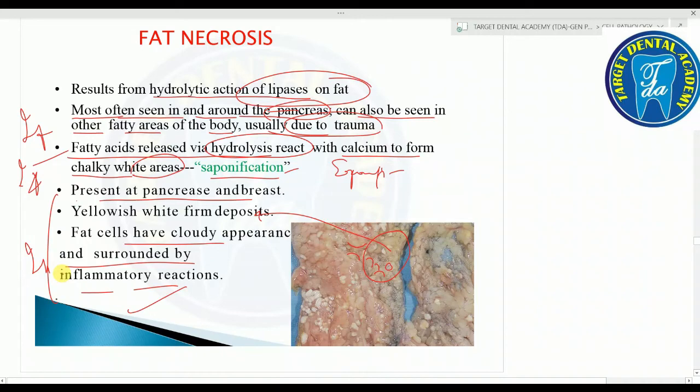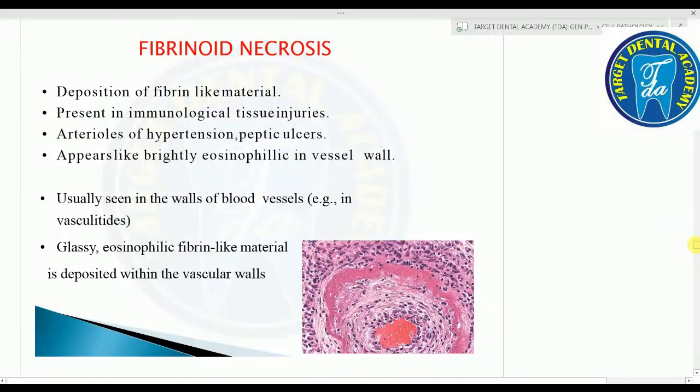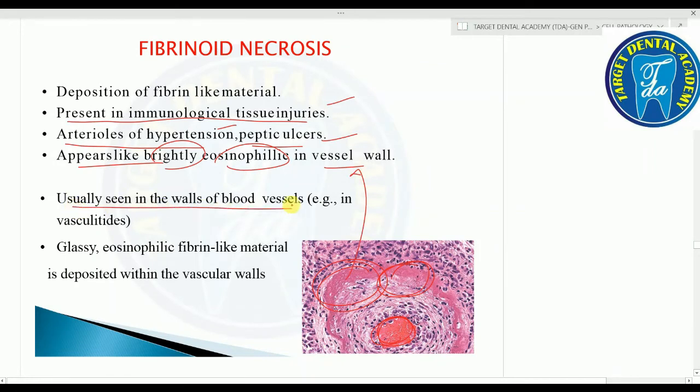Important. Next is fibrinoid necrosis. In this, there is a deposition of fibrin-like material. It is present in immunological tissue injuries, the arterioles of hypertension and peptic ulcers. It appears brightly eosinophilic in the vessel wall. It is usually seen in the wall of blood vessels, for example in vasculitides, and it is glassy eosinophilic fibrin-like material which is deposited within the vascular walls.